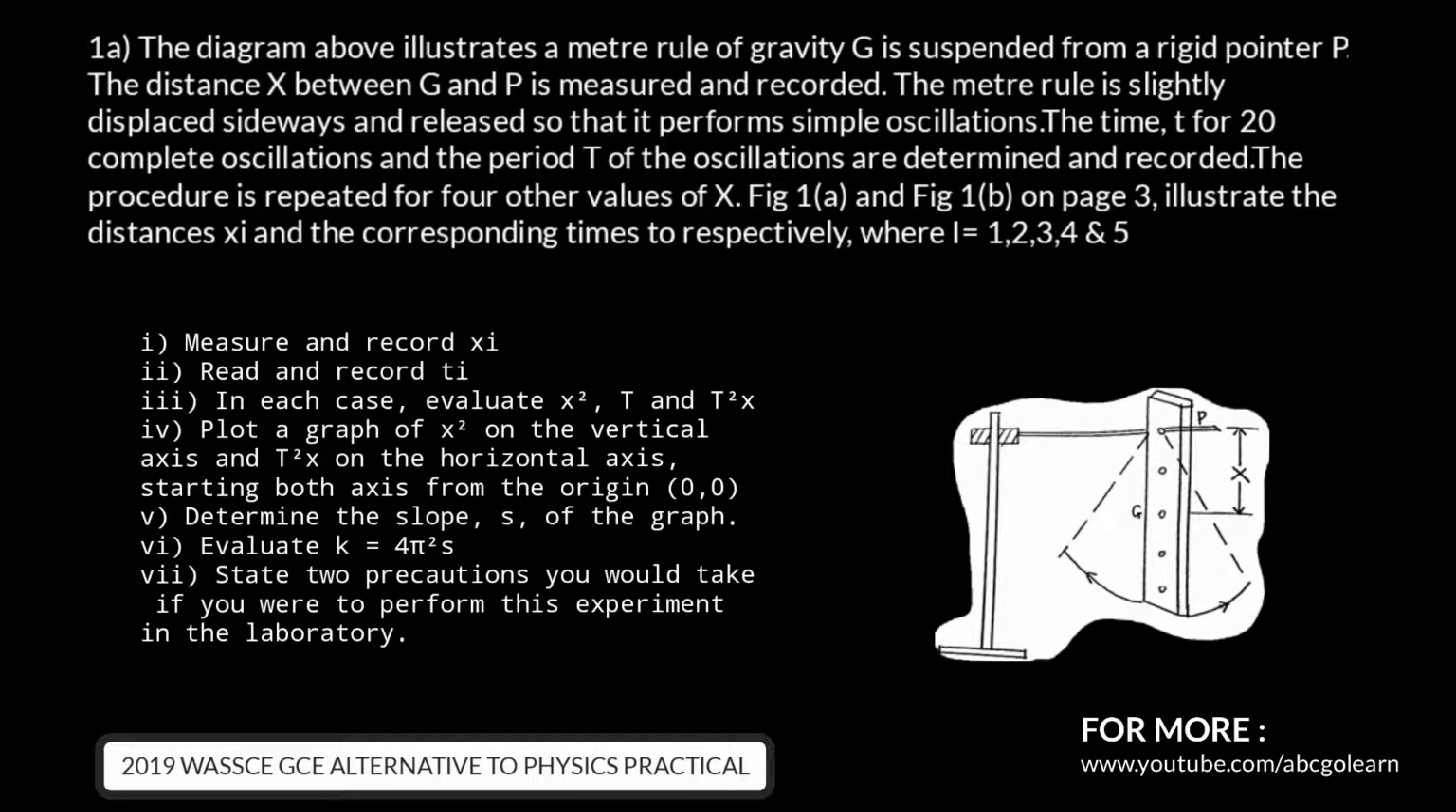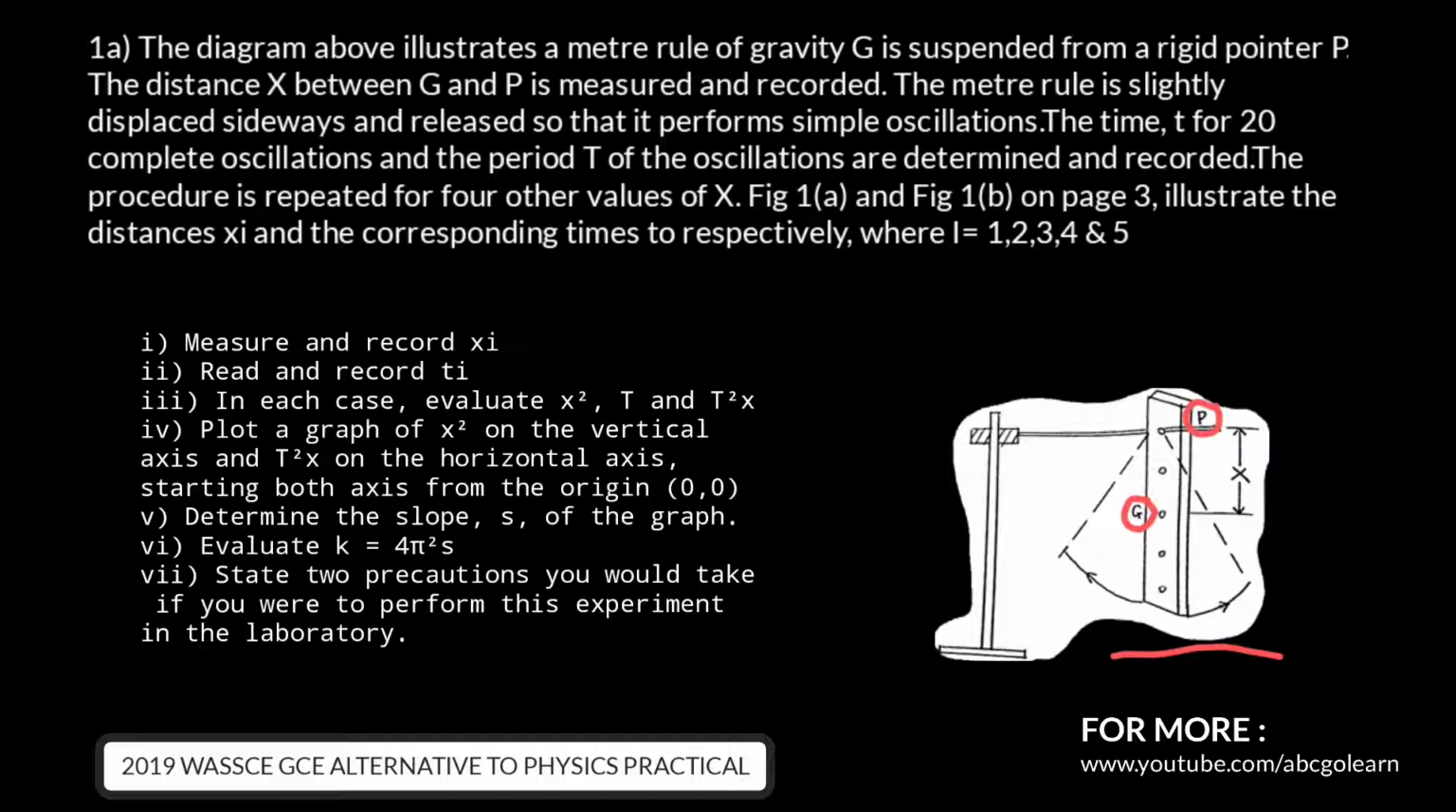So looking at question number 1 of the 2019 WASSCE GCE Alternative to Physics Practical questions. The diagram below illustrates a meter rule. This is the diagram you can see there. It illustrates a meter rule of centre of gravity G. That's the G you can see here. Now, it is suspended from a rigid pointer P. So this is the rigid pointer P.